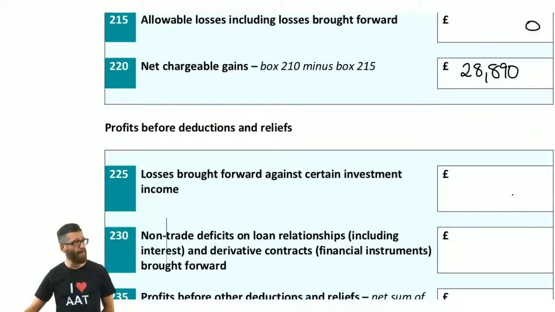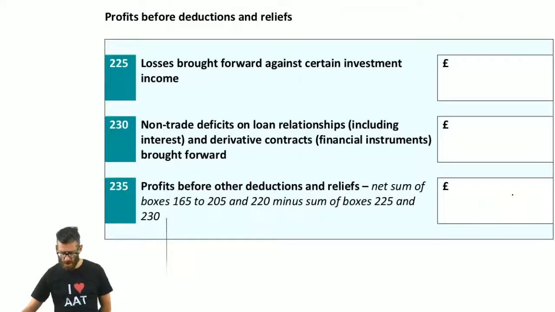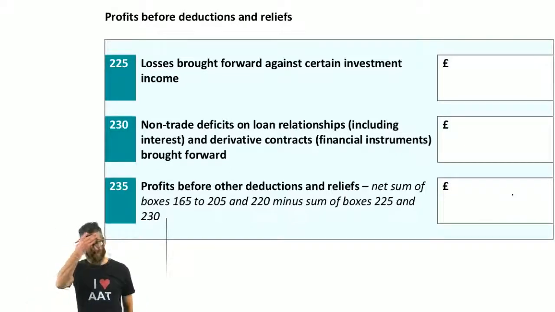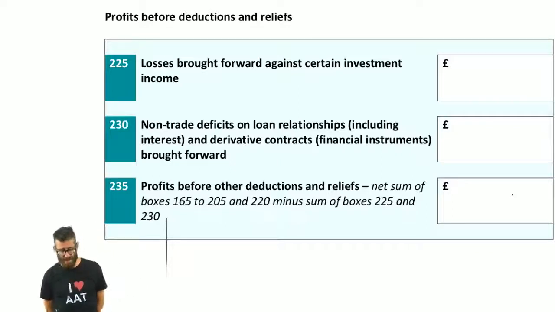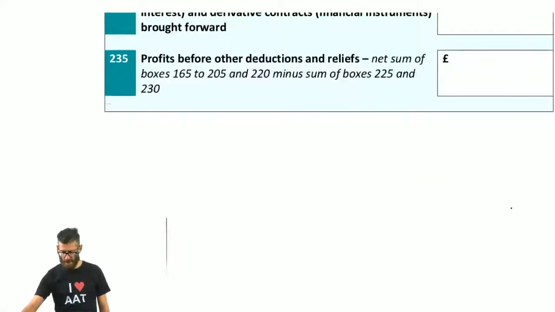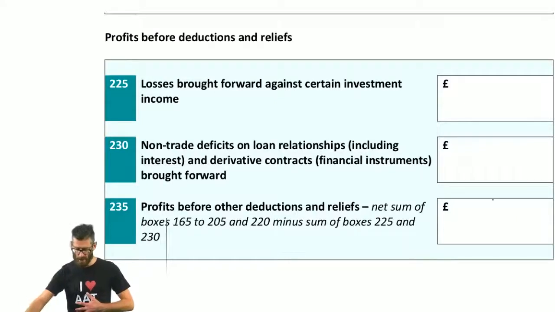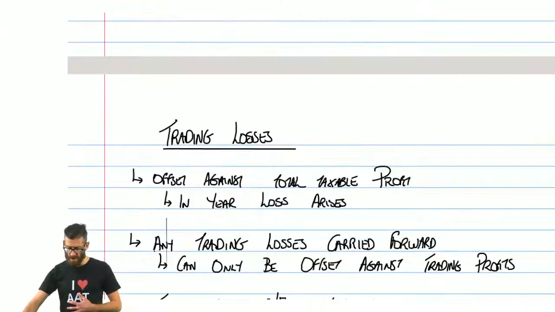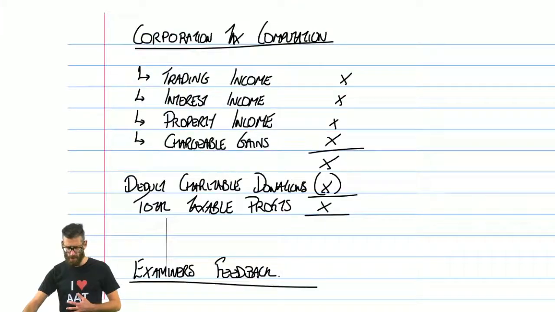Gosh, we're moving rapidly through this now. Losses brought forward against certain investment income. I didn't see anything in the requirement. Non-trading deficit on loan relationships, including interest and derivative contracts, brought forward. I don't recall any of that either. Now, we come to the very last box. And I want to make sure that we have got this accurate. So what I do prior to filling that box in is do my own little reconciliation, taking you back to where we were at the start.